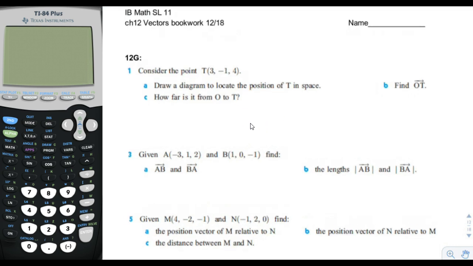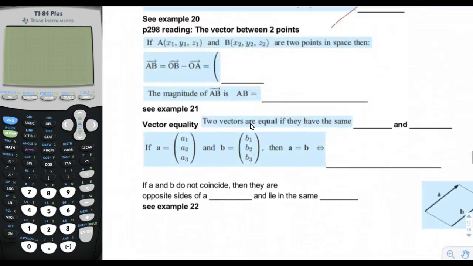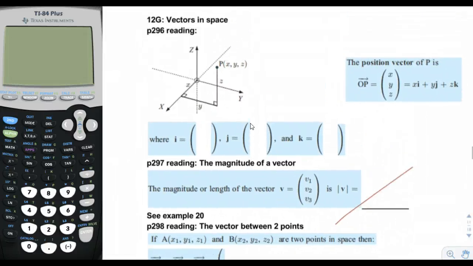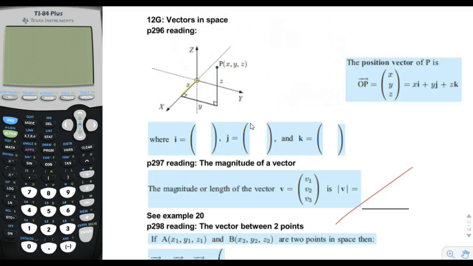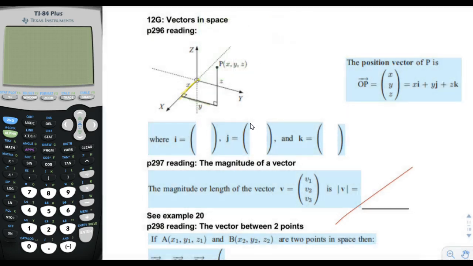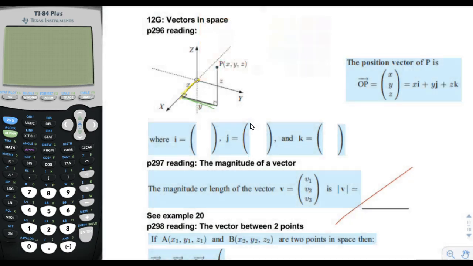Now remember from the previous page, a 3D graph kind of looks like this. So there's the x, and then the y, and then the z coordinate. And so you kind of draw three-dimensionally like that.